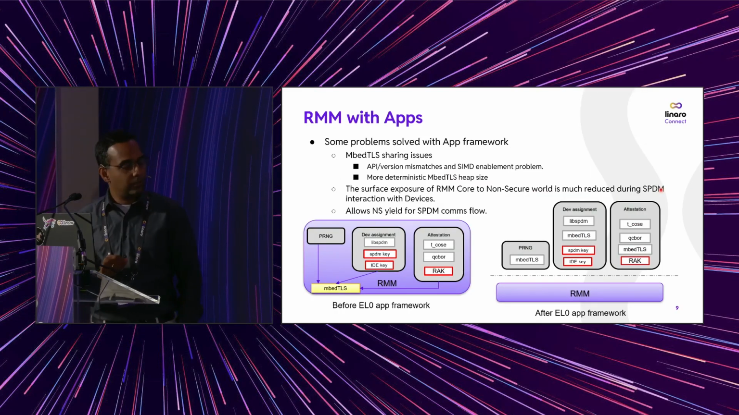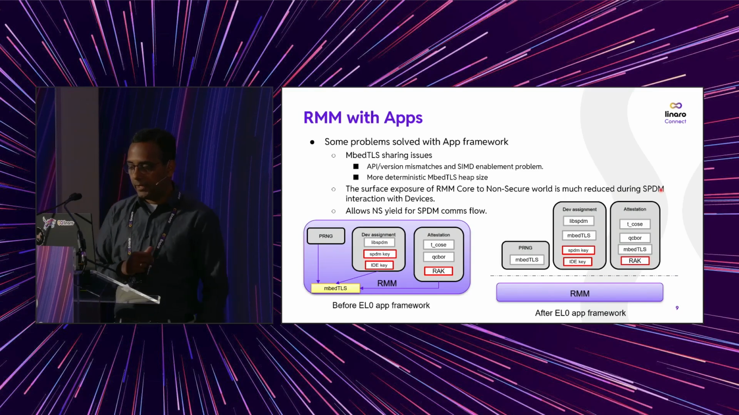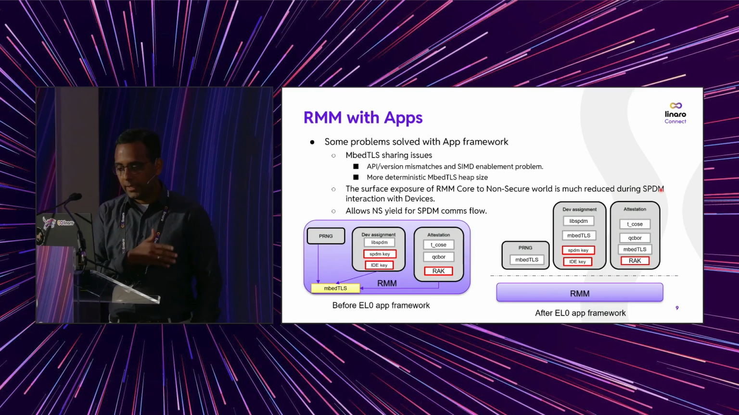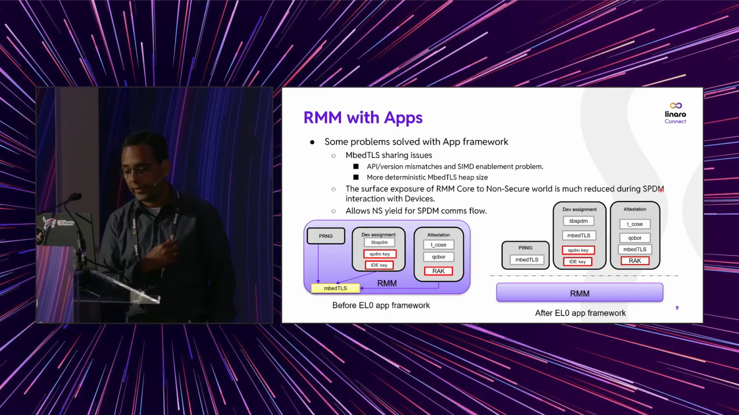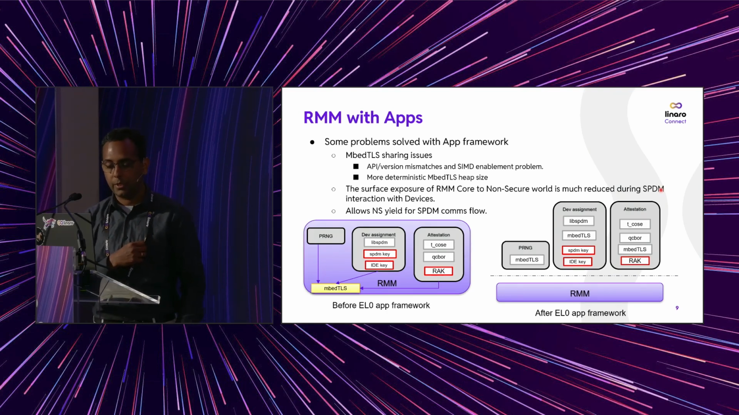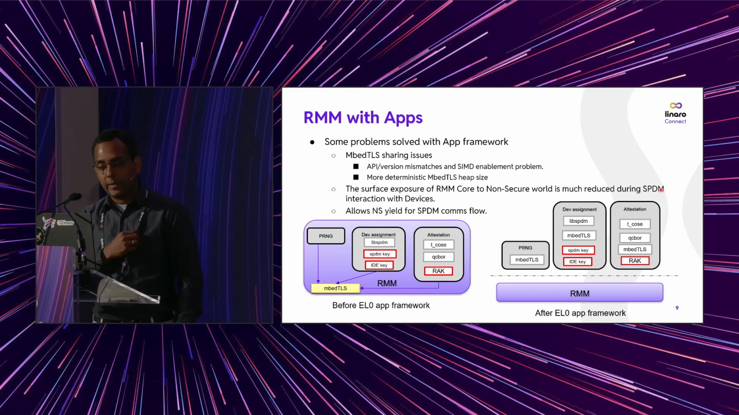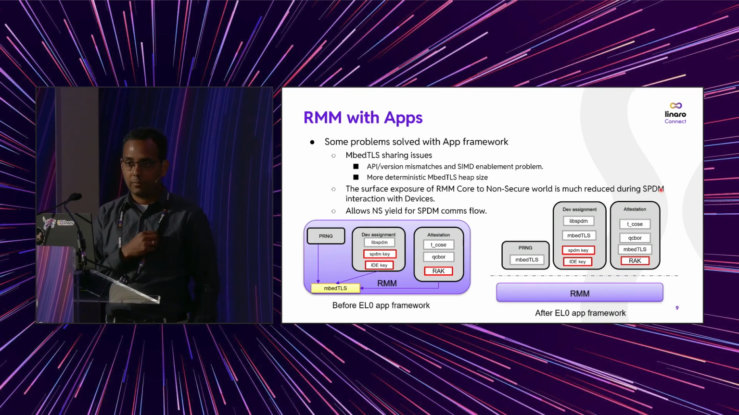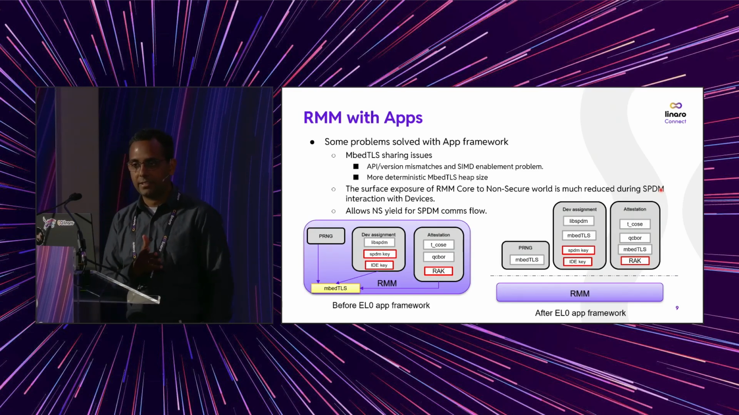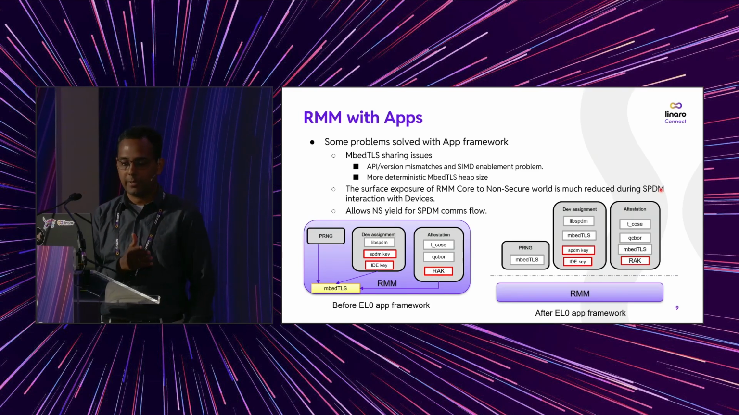Now, in addition to the benefits I mentioned earlier, the app framework also solves some other issues we had in RMM. As I mentioned, RMM is building up a lot of functionality, and it makes use of third-party open source library code for that, like Mbed TLS, TCOS, QCBOR. And for device assignment, we import libspdm. Now, all of them tend to depend on Mbed TLS in some form or other. And we found that libspdm depends on the legacy Mbed TLS API, whereas the attestation side of things depends on the PSA crypto APIs.